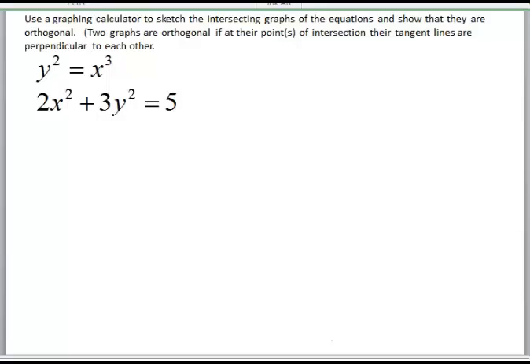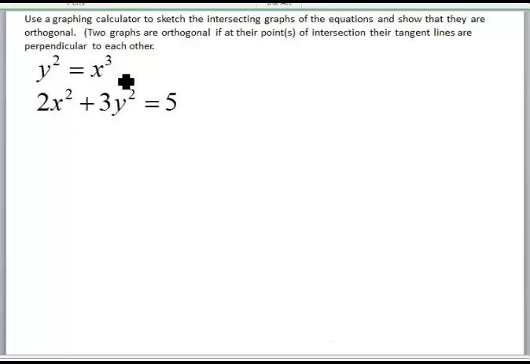Okay, continuing on with some harder problems that involve implicit differentiation. I want you guys to go ahead and put this on your graphing calculator and graph these two graphs. I'm going to tell you where their intersection points are really quickly, because those are the 2 points we're going to be looking at to figure out whether or not they're orthogonal. I'll explain orthogonal a little bit further after I get their points of intersection.